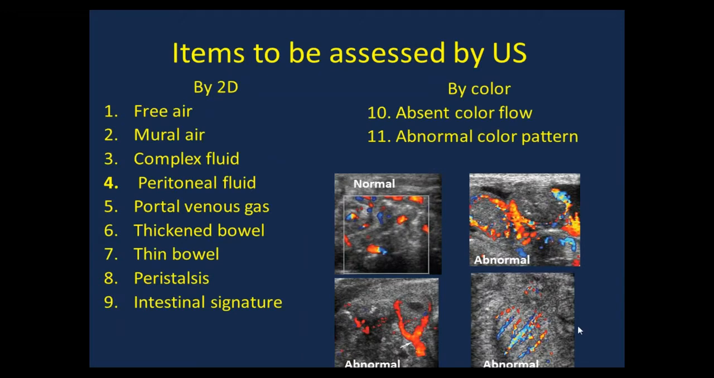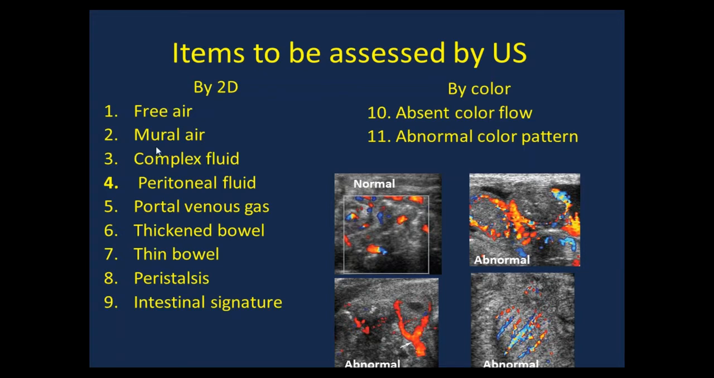In ultrasound, we have about 11 different markers which can identify normal from abnormal looking bowel. Nine of them can be identified by two-dimensional ultrasound and 2 by color Doppler. Number 1, presence of free air. Ultrasound can identify presence of free air, and I will show you that when we start to discuss the case scenarios.